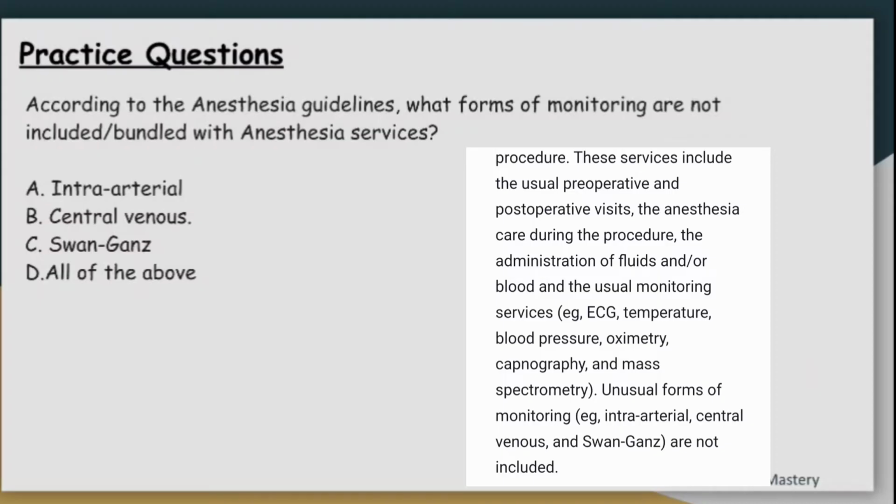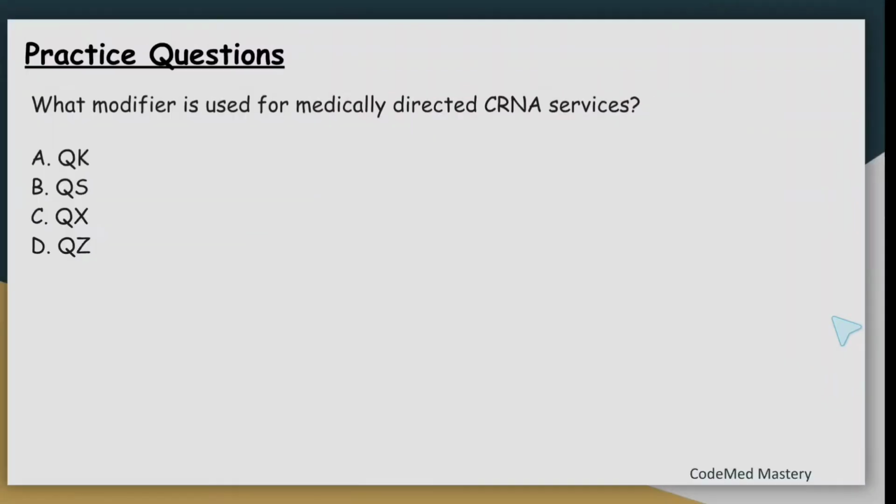Under that, they have mentioned unusual forms of monitoring. Example, intraarterial, central venous and Swan-Ganz are not included. So, all these are not included in anesthesia services. So, the right answer is option D, all of the above.